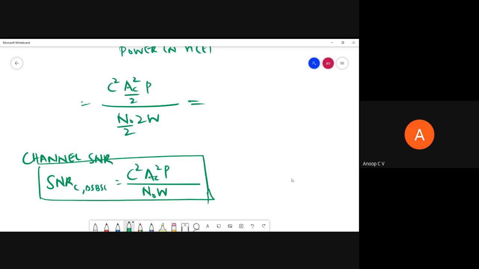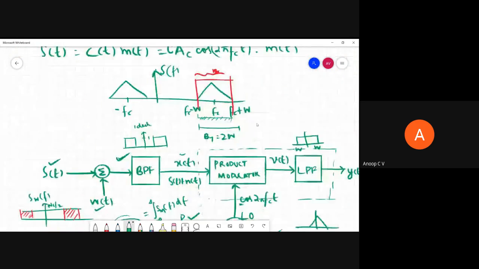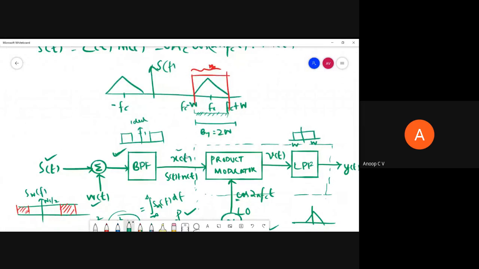Right, now what we have to do is this. Again we will go up and see what happened to this X of t. This X of t has a signal component and a noise component. If we do signal power by noise power, that will give us the channel SNR or input SNR, the SNR of the signal before we provide it to a demodulator. Now that is being given to a product modulator.